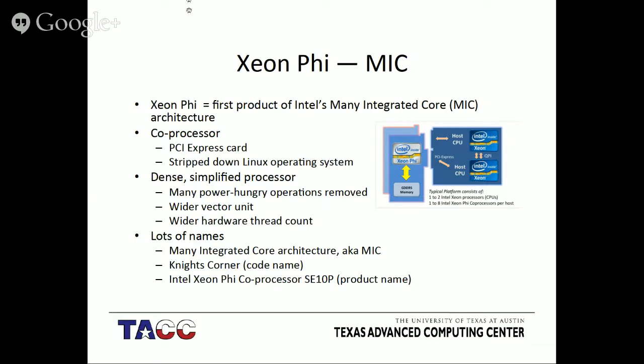And the last bullet point here is just to unconfuse you about all these names that you hear. MIC is the name of the architecture, many integrated core. Intel Xeon Phi here, the last line, that is the processor name, and then this SE10P, that is the specific version of this Intel Xeon Phi. And the code name for this product was or is Knights Corner, so that's also a name that we sometimes use.